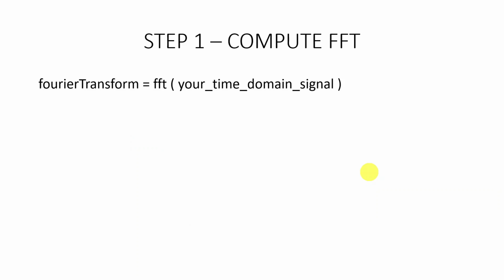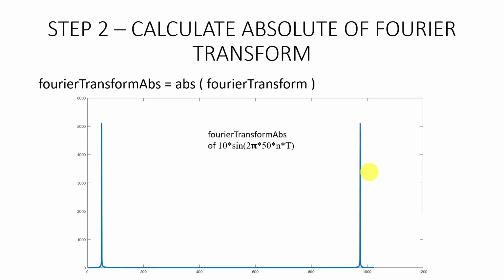Now let's start with the computation of magnitude spectrum. First of all, you have to use the FFT command of MATLAB to compute the Fourier transform of your time domain signal. The next step will be to compute the absolute of this Fourier transform, because the values will be complex, and in the computation of magnitude spectrum the complex values are not required.